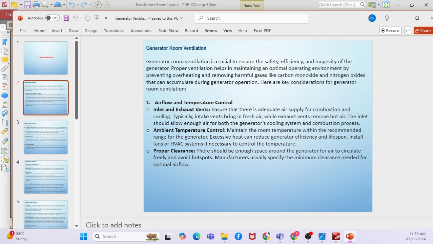Yes. Okay, then the ambient temperature control. Maintain the room temperature within the recommended range for the generator. Excessive heat can reduce generator efficiency and lifespan. Install fans or an HVAC system if necessary to control the temperature. That is why we go with the exhaust fan or supply fan for proper ventilation. Okay, then again the proper clearance. There should be enough space around the generator for air to circulate freely and avoid hot spots. Manufacturers usually specify the minimum clearance needed for optimal airflow.